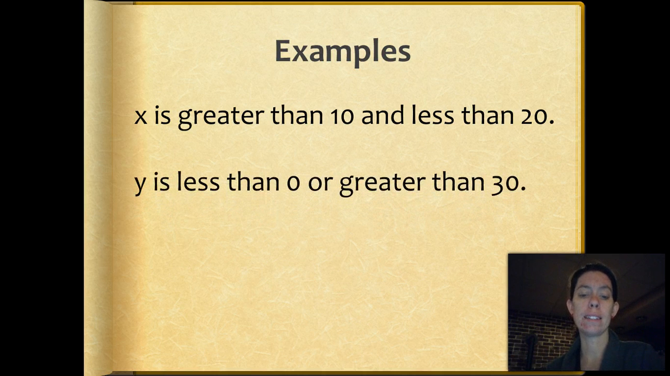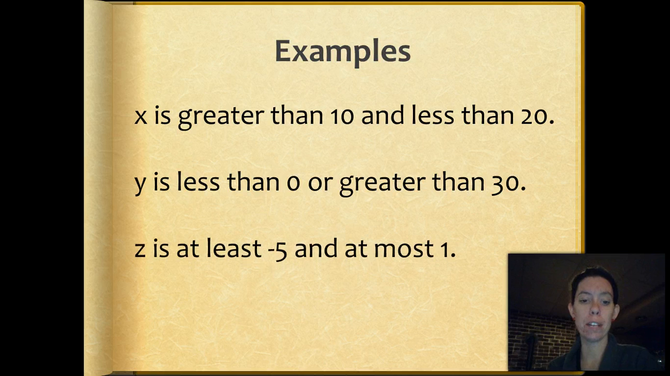Another example, Y is less than 0 or greater than 30. Two inequalities there, less than 0 is one of them, greater than 30 is the other one. But this time, it's not possible to think of a number that's both of those at once. There's no number that's less than 0 and greater than 30. We're using the word or, and the solutions would be any numbers that fit one or the other. Some examples would be negative 10, 45, 100. Those are three different solutions to this inequality.